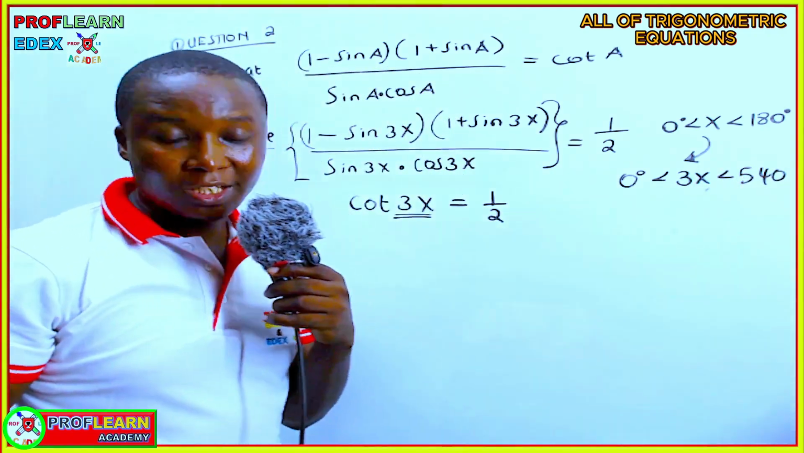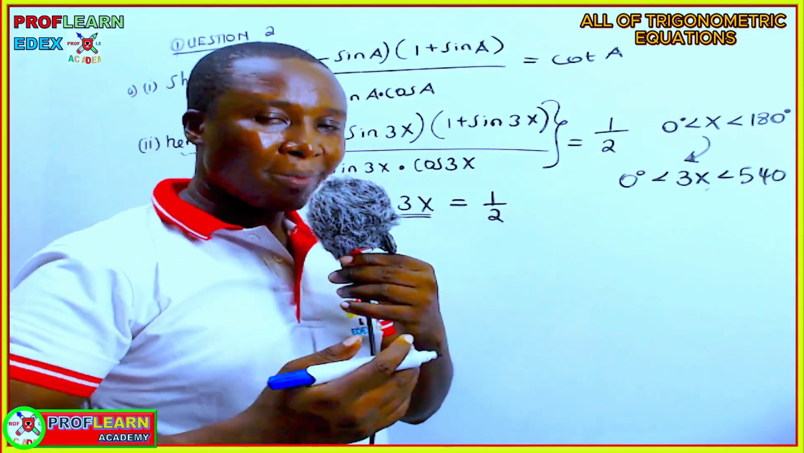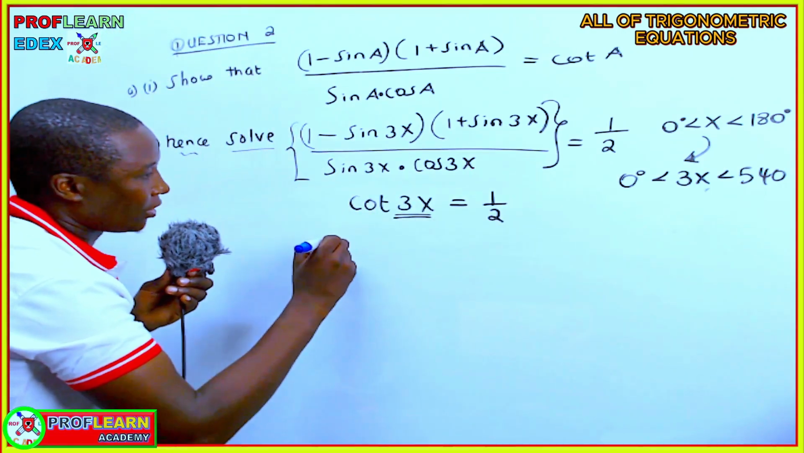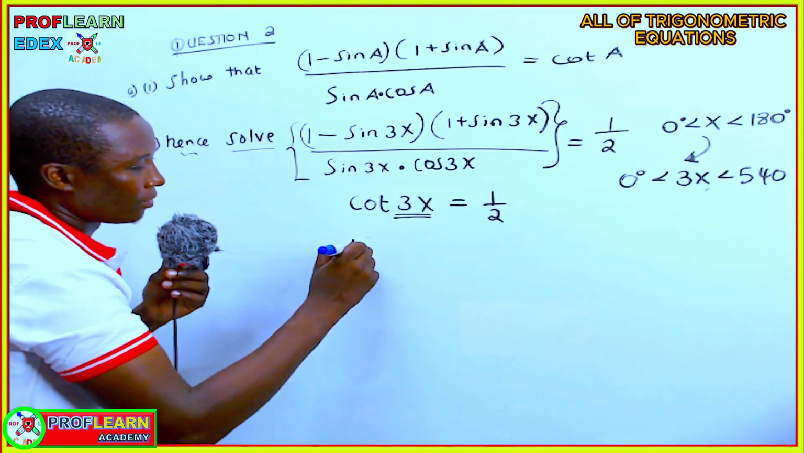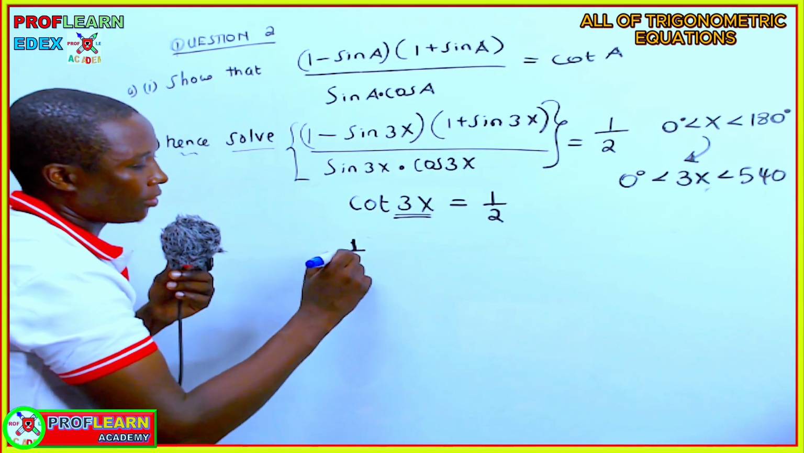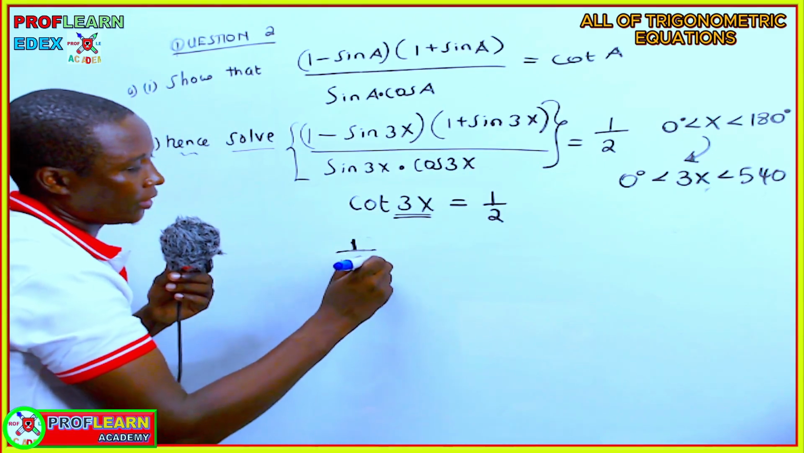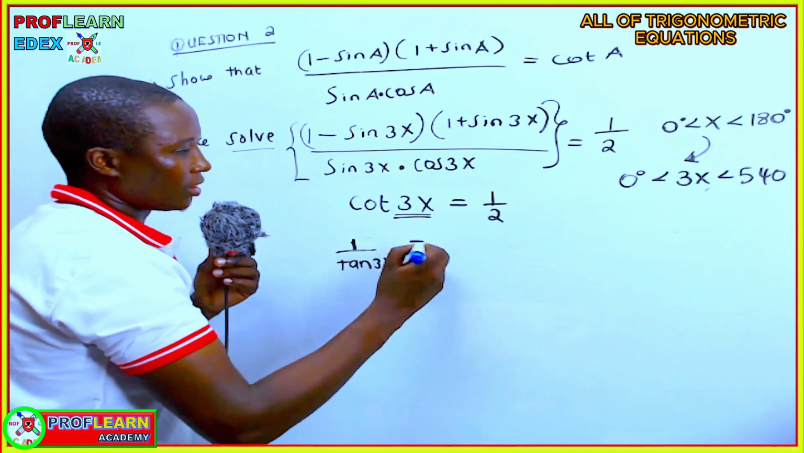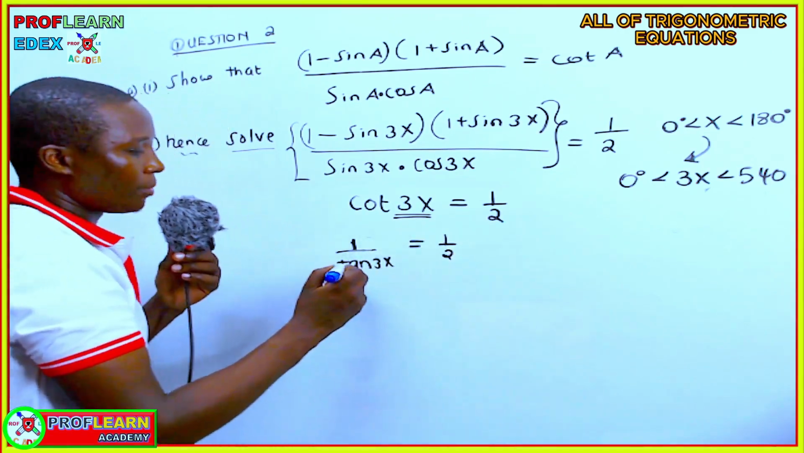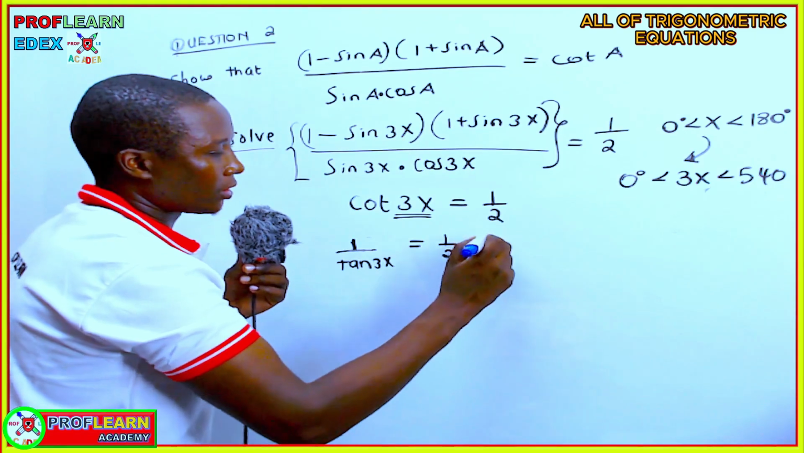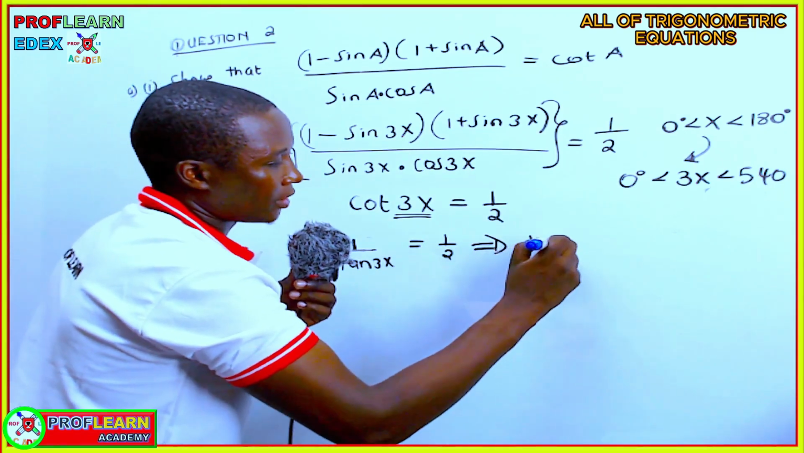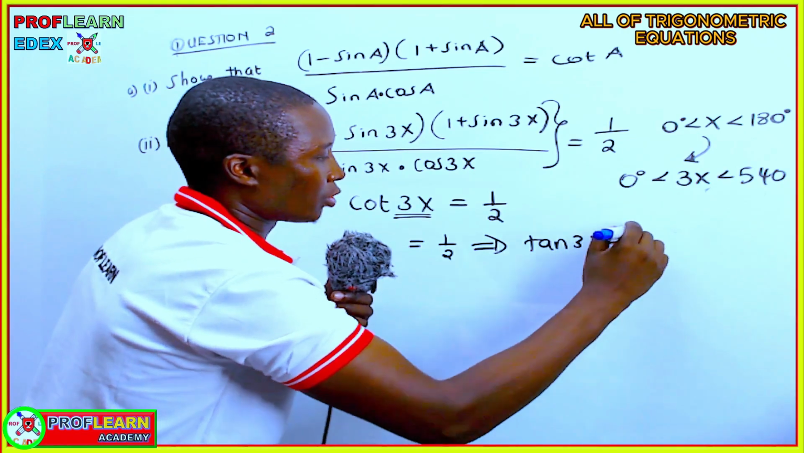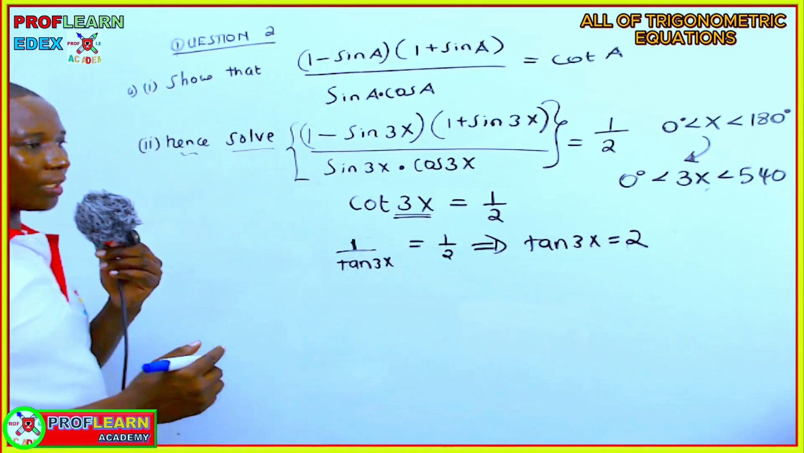So meaning this is the new range, the domain that we are going to use after transforming this. So we can now say this is going to be 1 over tan 3x, and 1 over tan 3x is equal to 1 over 2. So if we find the reciprocal, this becomes tan 3x is equal to 2.